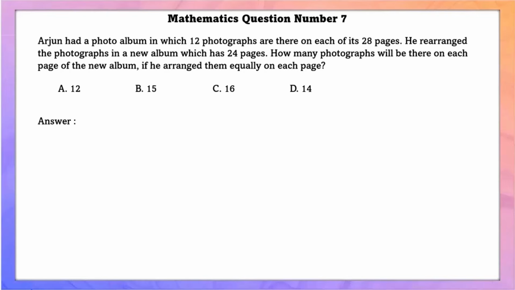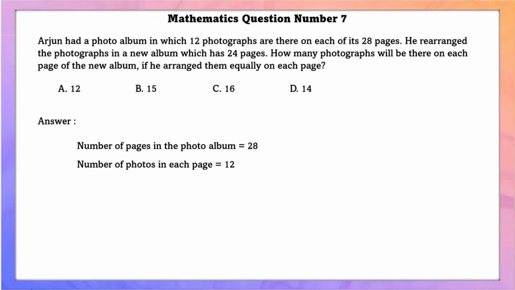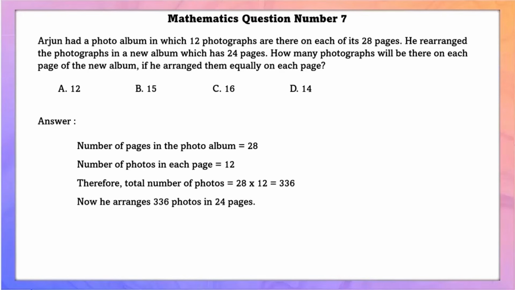Mathematics question number 7. Arjun had a photo album in which 12 photographs are there on each of its 28 pages. He rearranged the photographs in a new album which has 24 pages. How many photographs will be there on each page of the new album if we arrange them equally on each page? Number of pages in the photo album is equal to 28. Number of photos in each page is equal to 12. Therefore, total number of photos is equal to 336. Now he rearranges 336 photos in 24 pages. Therefore, number of photos in each page is equal to 14.